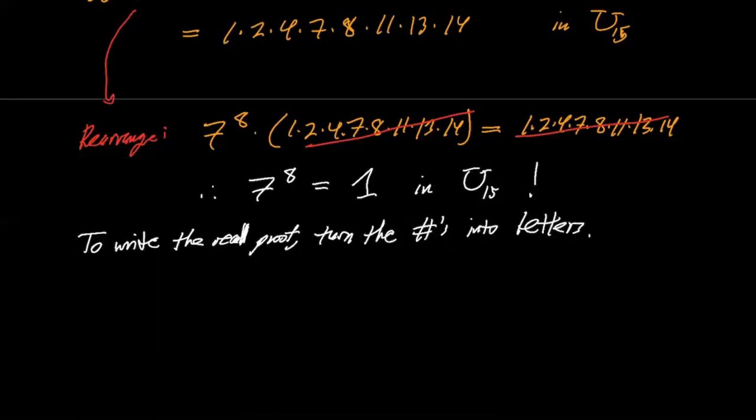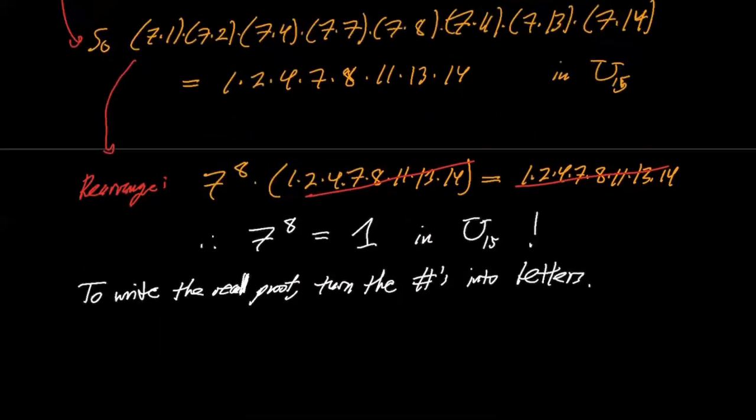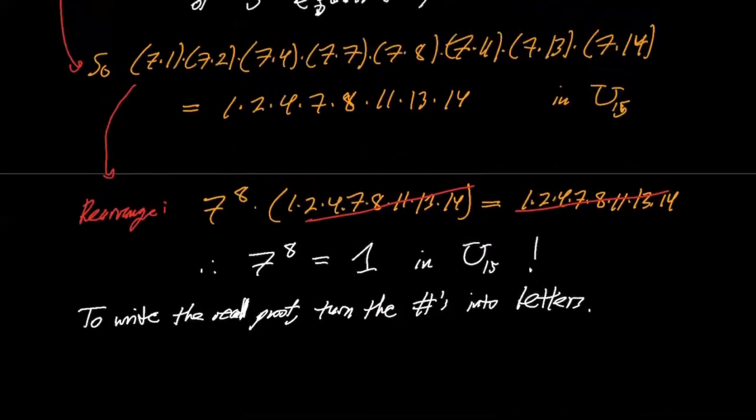Like for 7, use the letter A. For 8, use phi of M. And then you just give the numbers 1, 2, 4, 7, 8, 11, 13, 14 labels, U1, comma, U2, comma, whatever. You just label everything with letters, write it all out, and you get the exact same proof. So I'm not going to actually write down the formal proof, because the idea is what matters. And this is a cool idea.